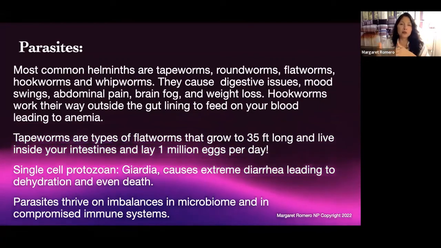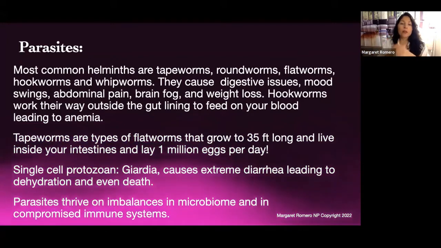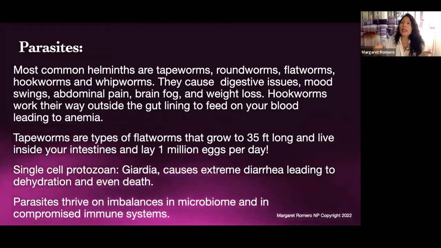Diarrhea leading to dehydration and even death. So I would warn you, sometimes people are like, oh my God, look at this beautiful water. It's coming down from the waterfall, and they think they can just drink it. No, never do that.